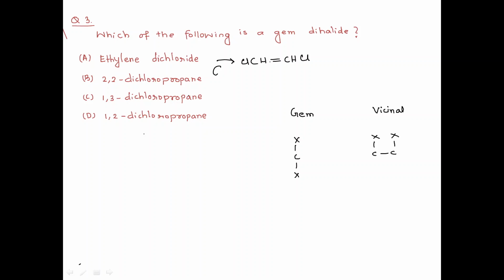Okay, so in the case of 2,2, you can know that 2,2 means two chlorines are present on carbon number 2. So that is the case of geminal, correct? So suppose this is your carbon number 2 and two chlorines are present on that. So that is essentially your geminal dihalide.